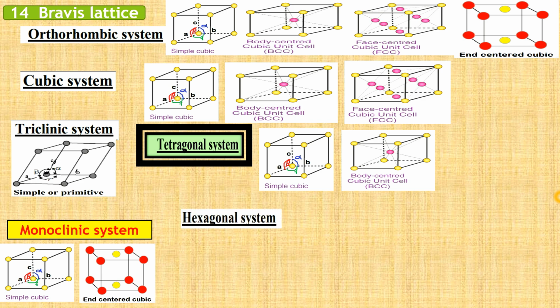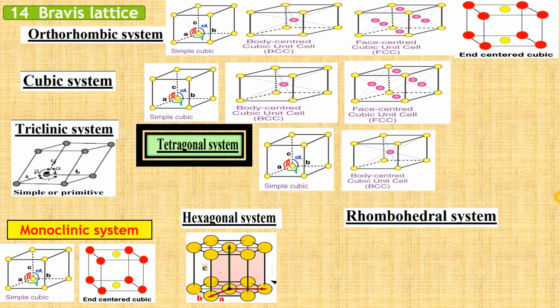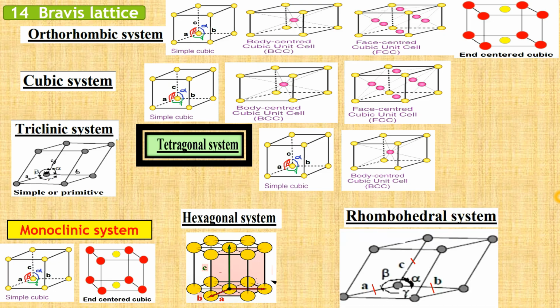And next is the hexagonal system. It is only one type. Next is rhombohedral. It is also one type, the simple primitive unit cell. So if you count here: orthorhombic 1, 2, 3, 4, then cubic 5, 6, 7, then 8, 9, 10, 11, 12, 13 and 14. So there are 14 Bravais lattices, depending upon their angle, edge length, everything. According to that, there are different shapes. So there are 14 Bravais lattices.